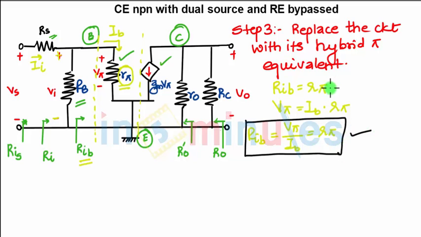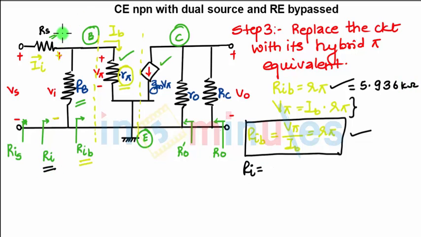This is the derivation, how you need to derive in order to get the relation, or when you get a problem, you can directly write RIB as R pi. And if you don't want to lose any marks, you can also show the derivation. So RIB is nothing but R pi, which we have found out. R pi is nothing but 5.936 kilo ohms.